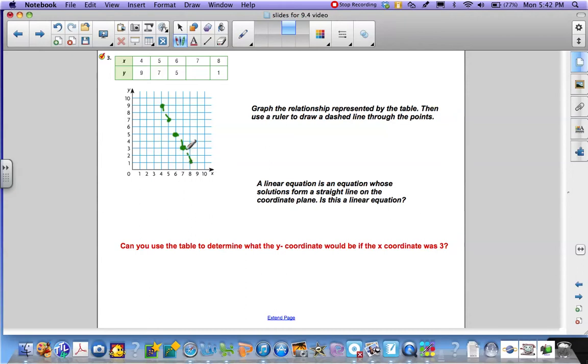So my missing value is 3. That point was (7, 3). So you can graph relationships represented by a table, and a linear equation is an equation whose solutions form a straight line. You can always check your work by looking for relationships in your table.